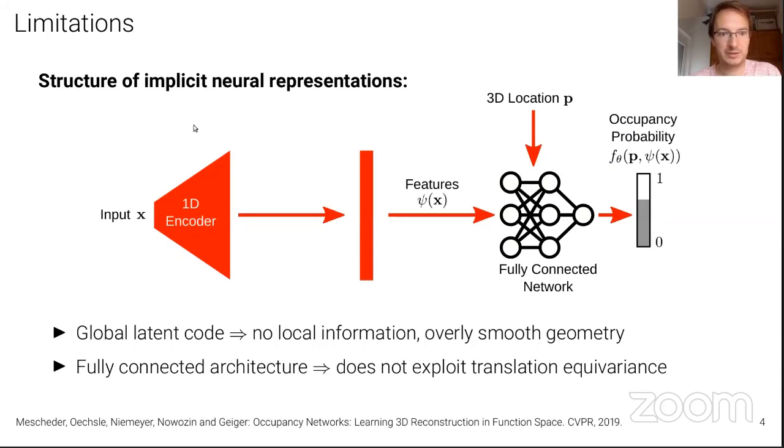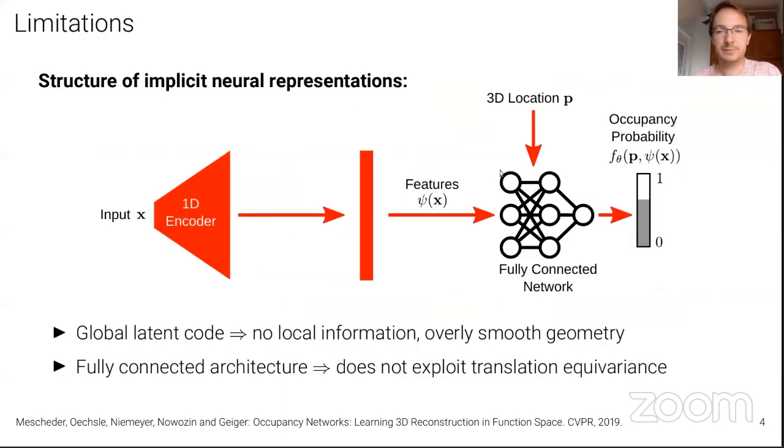The way that this representation works is that there is an input X that is encoded using a feature representation. And then there's a 3D location, a 3D point, that's also fed into this network. And this network is typically a simple, fully connected network, such as a residual network, or multiple blocks of a residual network, that then outputs for this particular 3D location, and given this input image X, a probability of occupancy for that particular 3D location. Now, the problem with this is that we have a global latent code here that doesn't capture local information in the input, and therefore leads to overly smooth geometry, as you can also see here.